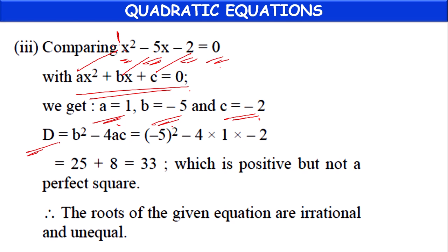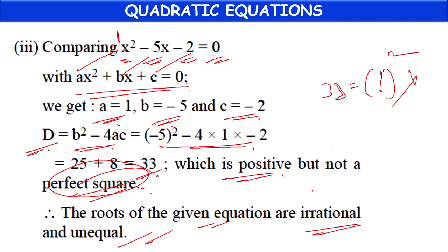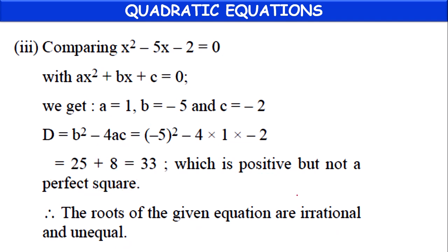Let's find the discriminant value, b square minus 4ac. By substituting the a, b, c values, we will get 33, which is positive, but not a perfect square. 33 cannot be written as a square of any other number. It is not possible. It is not a perfect square. So the roots are irrational and unequal.